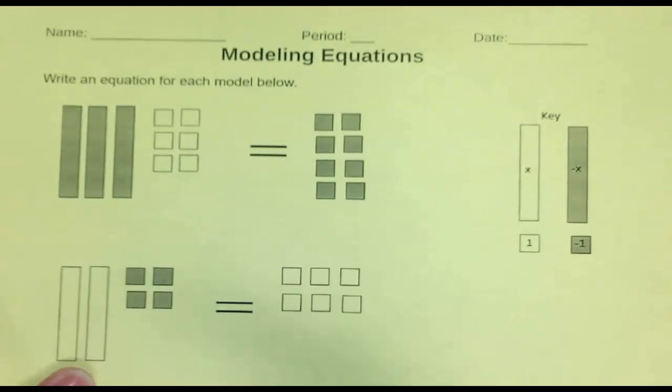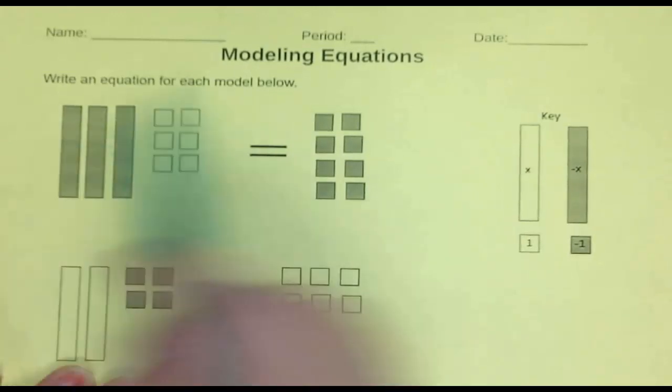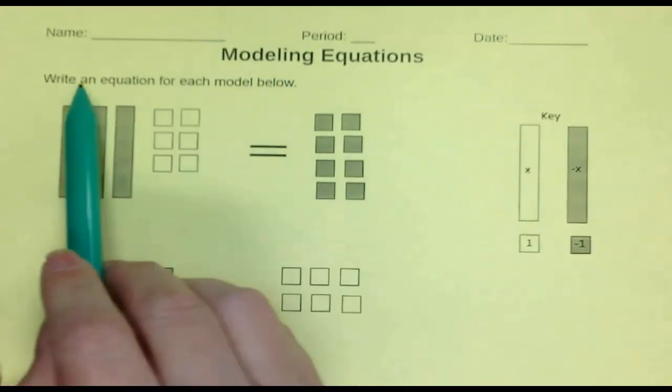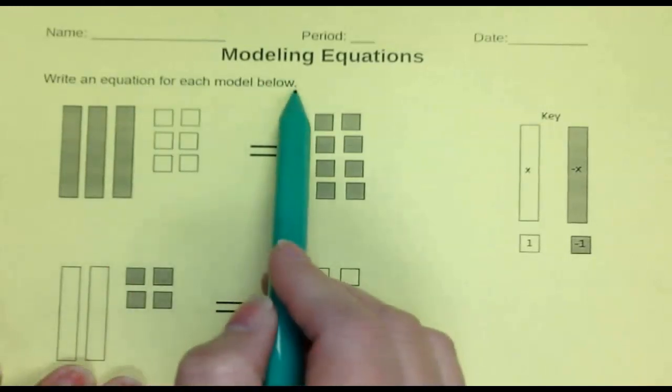Warm-up for Wednesday, 11/16/2022. Modeling equations. Write an equation for each model below.